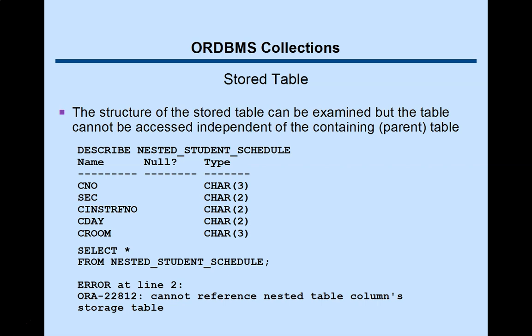This table is only accessible from within the containing or the parent table. So we first have to grab hold of a row within that table, in this case within the student table, and then we can drill down and examine the nested student schedule for that particular row. But again, the parent row must provide a context in order to access the content of the nested table.